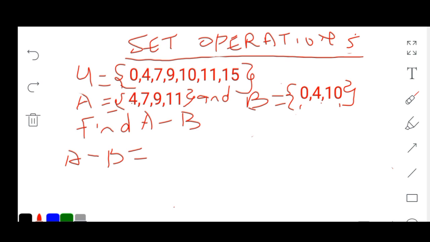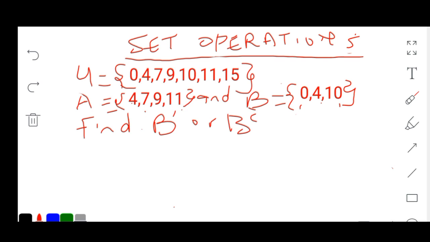Let's quickly look at them. This is A, this is B. What are the elements in set A that are not in B? If you look at it very carefully, we have 3 elements in A that are not in B. So what are they? We have 7, 9, and 11. So just try them out: 7, 9, 11. Simple as that. That's A minus B, the difference of elements, so elements in A that are not in B.